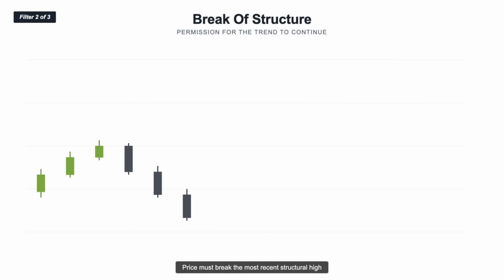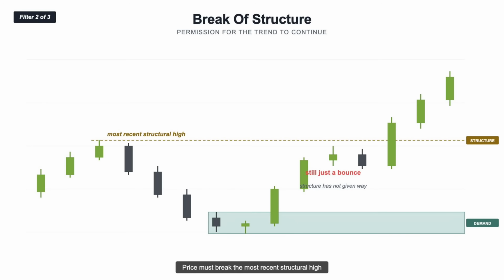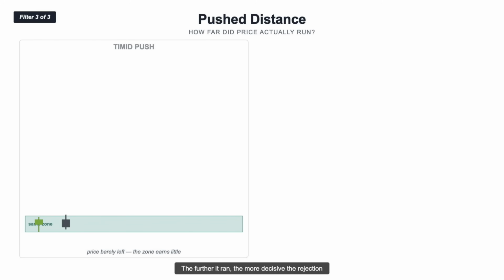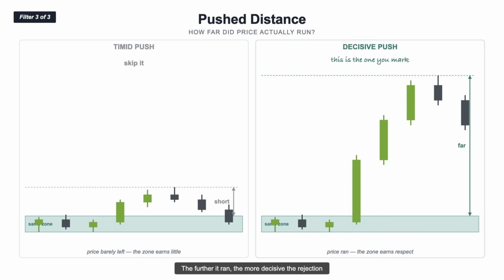Second, break of structure. In a bullish scenario, price must break the most recent structural high. That break is confirmation that buyers are still in control and the trend has permission to continue. Third, push distance. How far price traveled away from the zone before returning. The further it ran, the more decisive the rejection, and the more respect the zone earns when price comes back. Put all 3 together and you stop marking every dip on your chart. You mark the few that matter.